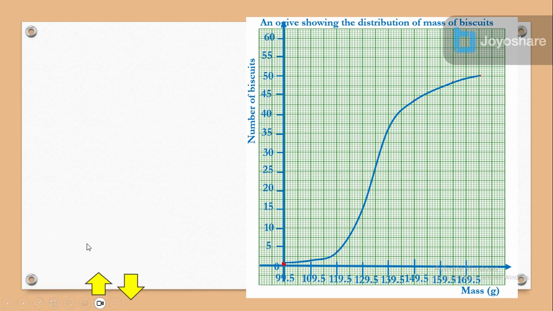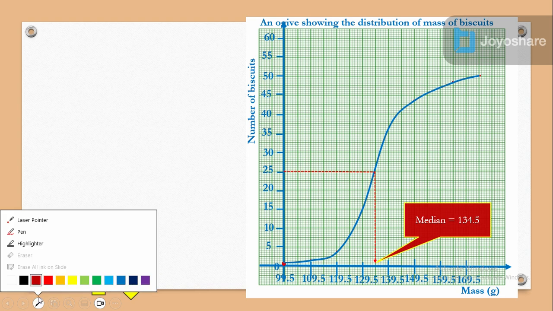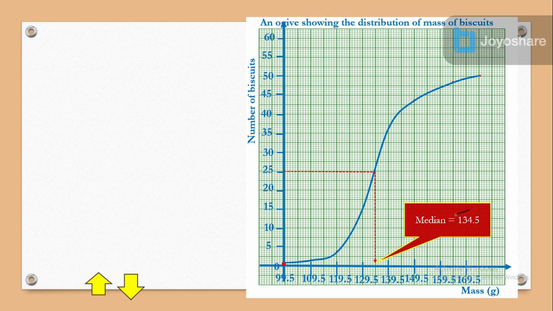Let's see. So there, like that. Now that point is what shall give us the median, and let's see how it comes about. If I try to read the coordinates there, the median will be 134.5, confirming the answer we had got originally back then. So our median will be 134.5.